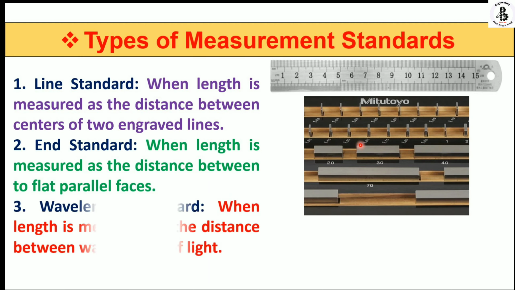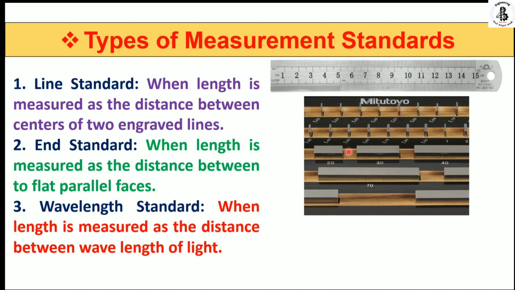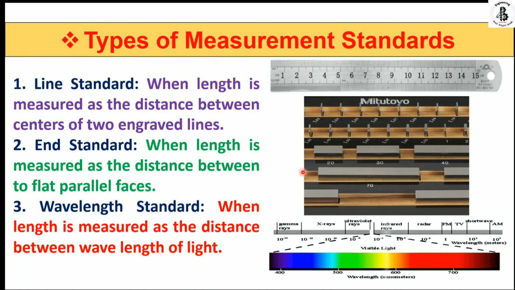Then the third one is the wavelength standard. In the case of the wavelength standard, you can see the figure. The 11th General Conference of Weights and Measures, held in Paris in 1960, defined the meter as equal to 1650763.73 wavelengths of the red-orange line.